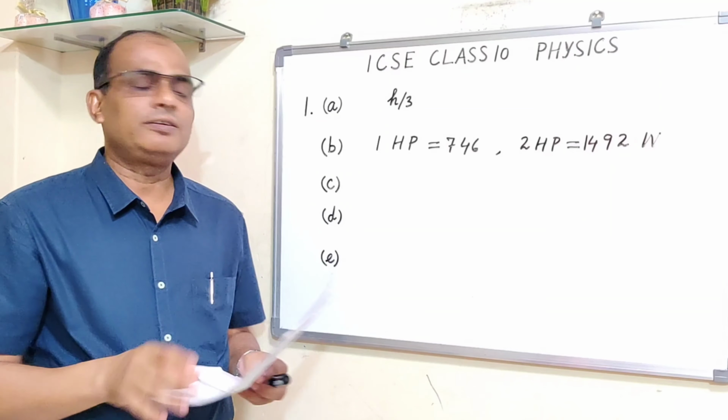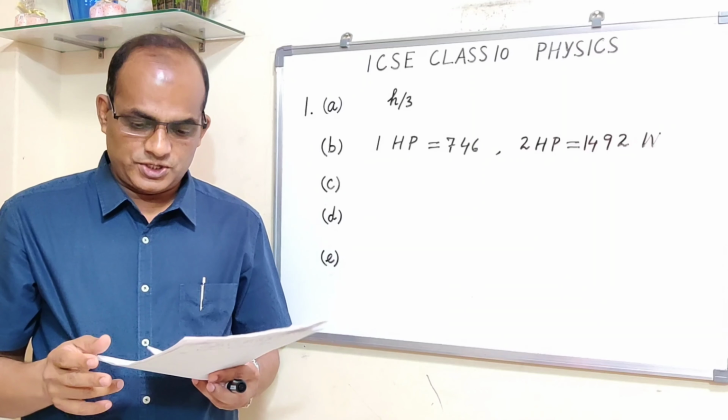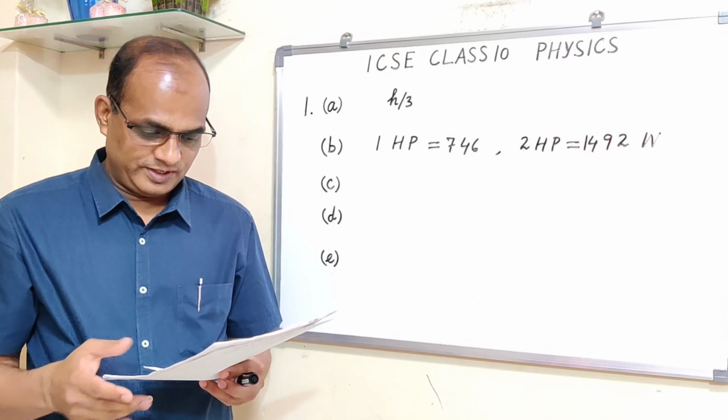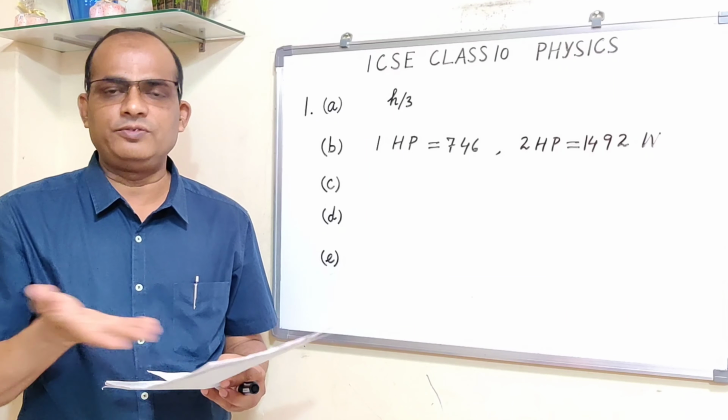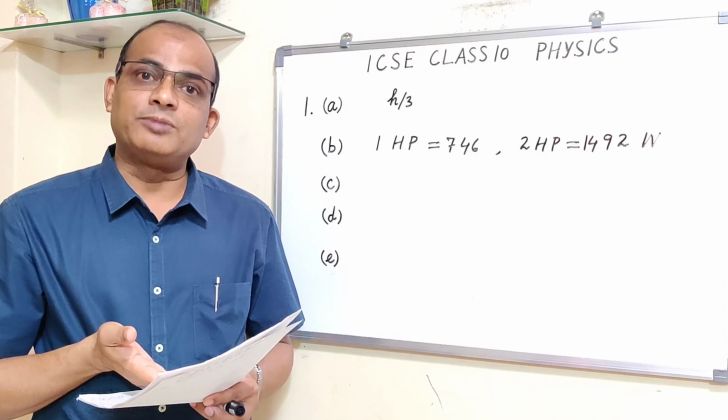Length of the conductor, some of the children are writing only length. Thickness or cross section of the conductor, and the last one is temperature of the conductor. So four points I am giving you. Out of these four points, you need to write down any and you get full marks.